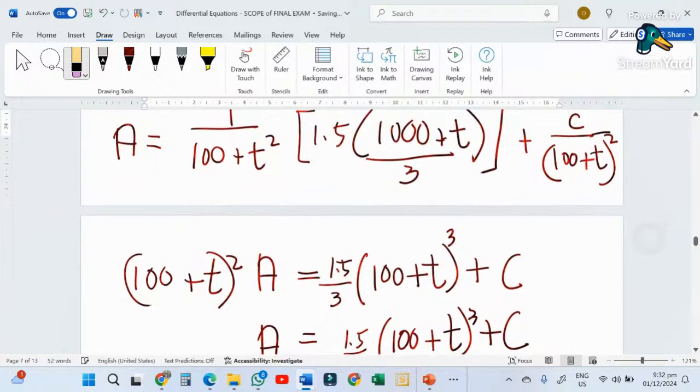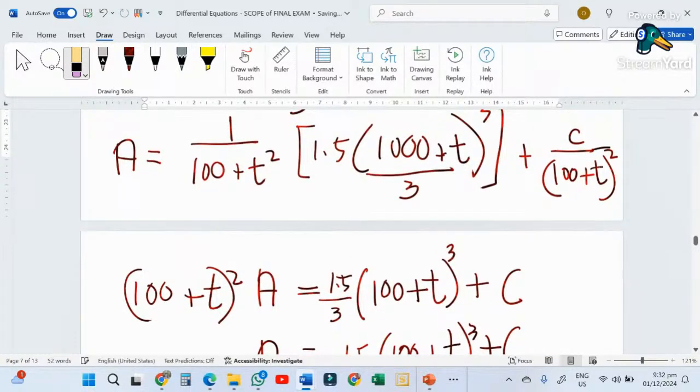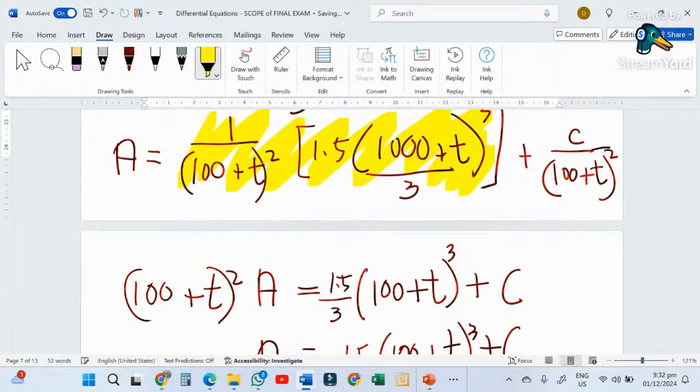So if you're going to simplify this, you can multiply everything by (100 plus t) raised to the second power, because this is common to both. There are only two quantities here. What are they? This, and the other one, this one. So both have (100 plus t) raised to the second power.